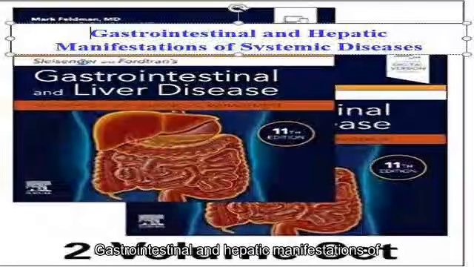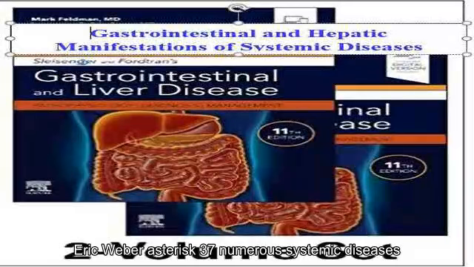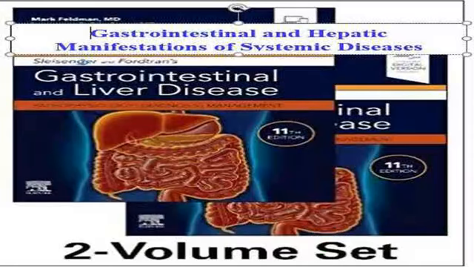Gastrointestinal and hepatic manifestations of systemic diseases. Frederick Weber. Numerous systemic diseases have GI and hepatic manifestations, but only common diseases and those with recent developments will be discussed in this chapter.